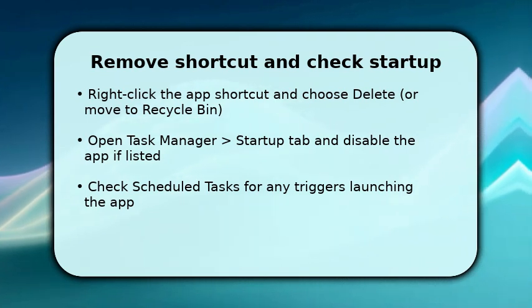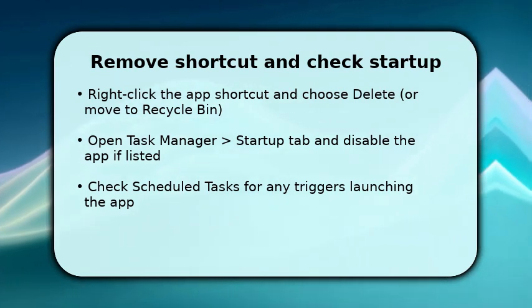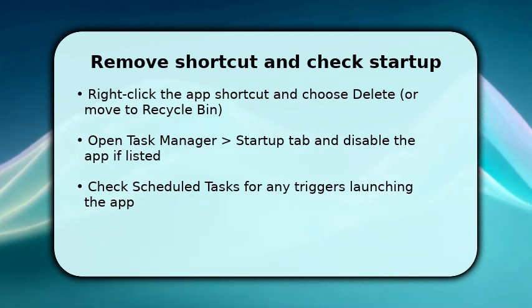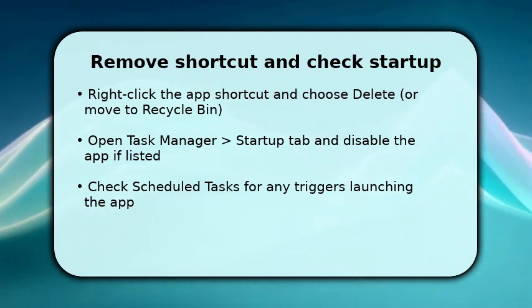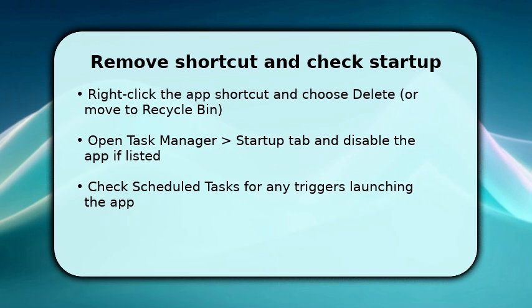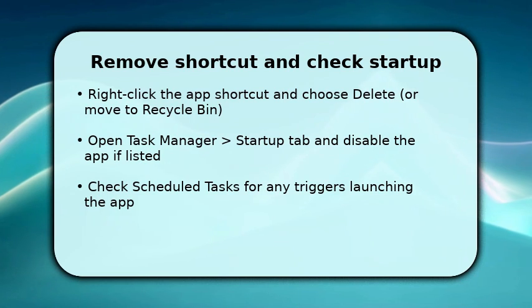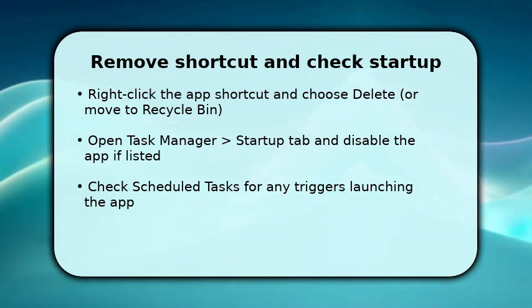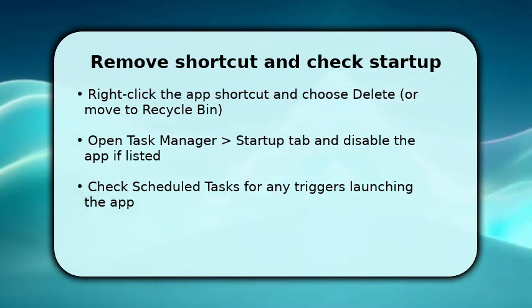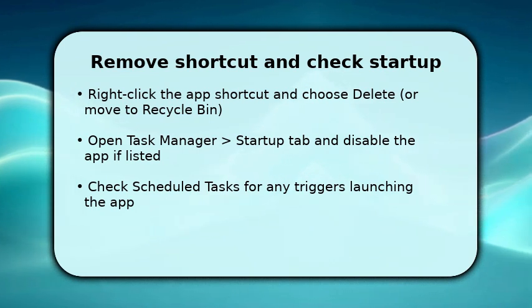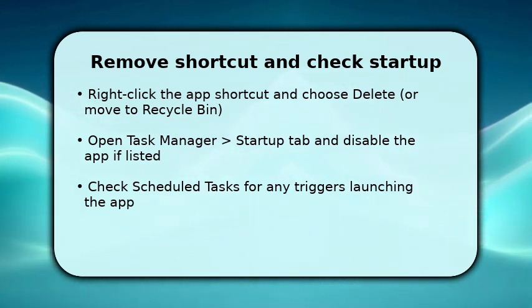Once done, open Task Manager, go to the Startup tab and disable the app if it still appears. This prevents registry-based auto-start. Next, open Task Scheduler and inspect any scheduled tasks that might launch the program at login or on triggers. Disable or delete those tasks. Together, these steps handle the common persistence points that cause an app to open automatically.